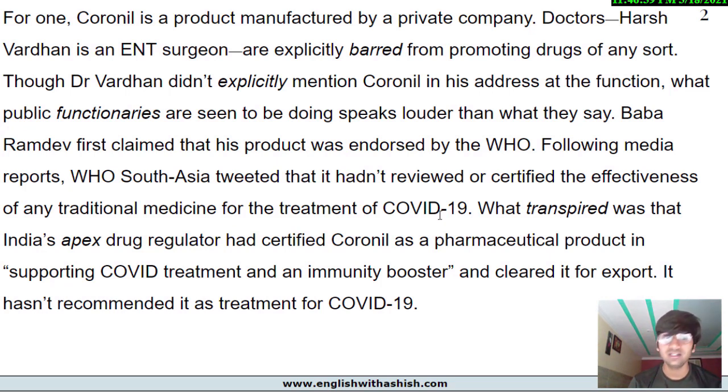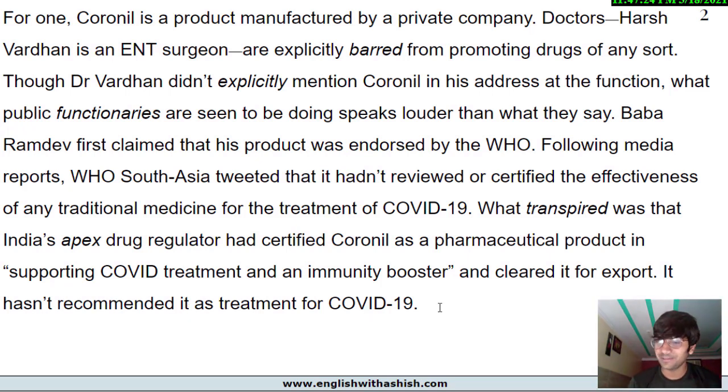What transpired was that India's apex drug regulator had certified Coronil as a pharmaceutical product in supporting COVID treatment and an immunity booster and cleared it for export. It has not recommended it as treatment for COVID-19, right?